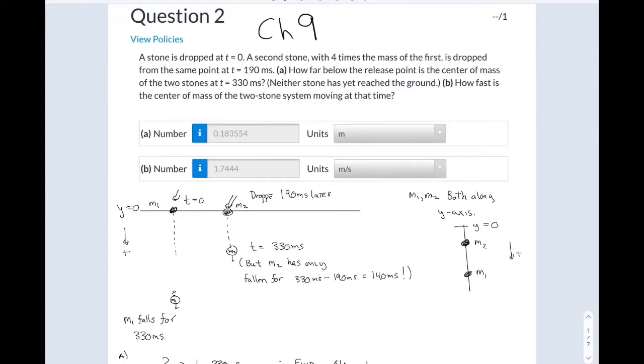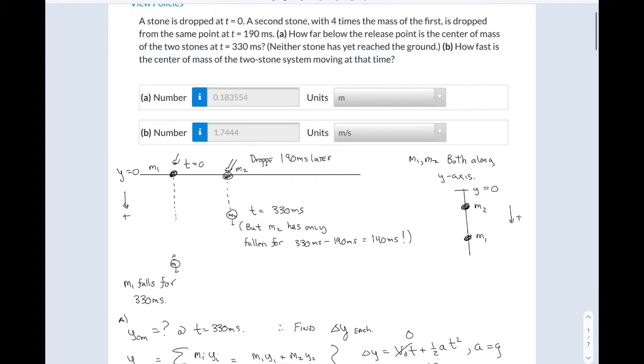Okay, here's some problems on chapter 9. This is the chapter on conservation of linear momentum and center of mass. Okay, so question number 2. Read through this, you hit pause.